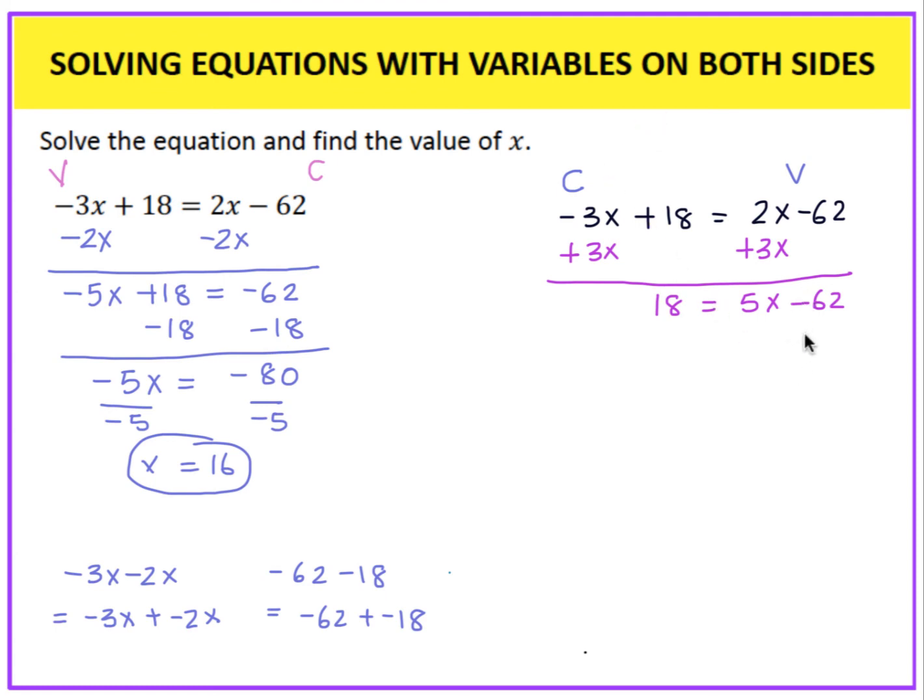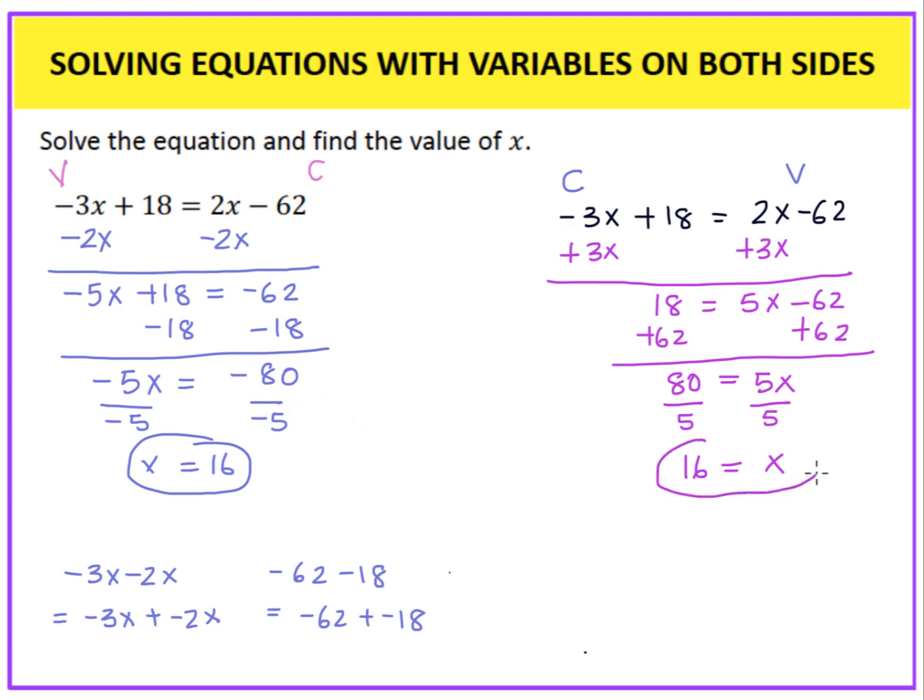And then you don't want the minus 62, so you would do plus 62, and you would have 5x equals 80. And you can already see that you're going to get x equals 16. So either side you pick for your variables, it doesn't matter, you'll still end up getting the same answer. And as I've shown you earlier, you should be doing your check.